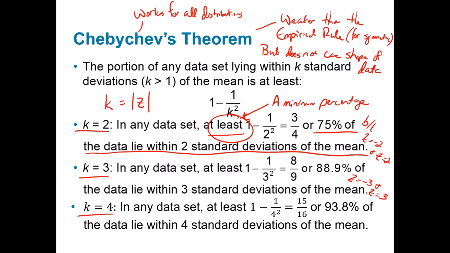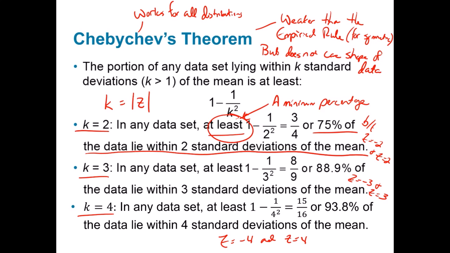But if it's not symmetric, that's when I would default to Chebychev's theorem, because we don't have any other choice. And same idea, so we go out a little further, k equaling 4. There you've got at least a minimum percentage of 93.8% of your data values lying in that range. So here z would be between negative 4 and 4.